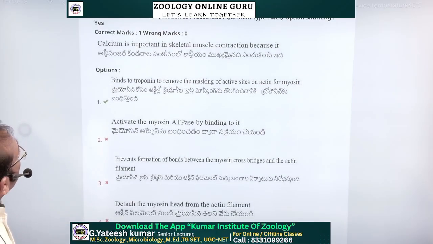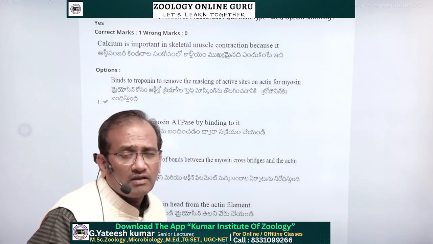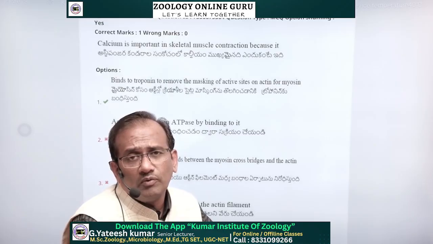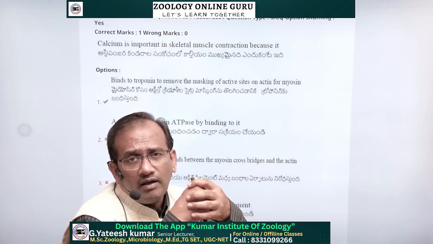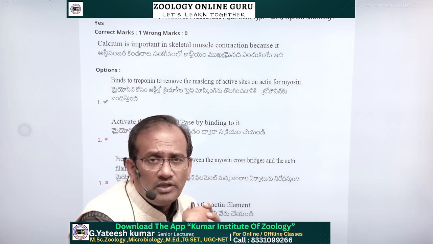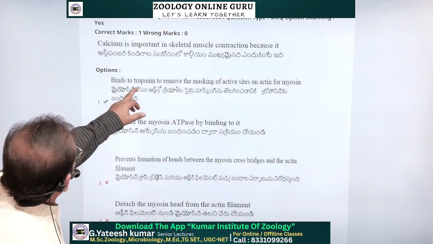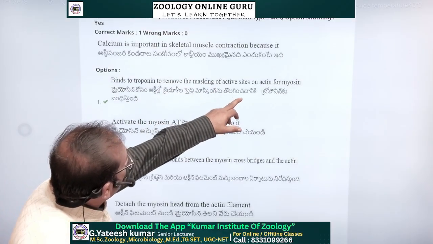Calcium is important in skeletal muscle contraction. Yes, just now we discussed that calcium binds to the TnC and opens the mask on the actin filaments, making it easy for the lock-and-key attachment of the myosin head to the actin, and then the pulling, that's called contraction, takes place. Here, calcium binds to troponin TnC and removes the masking of the active site on the actin for myosin.